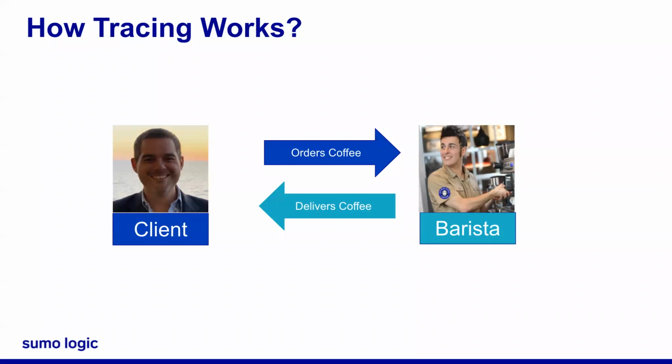The barista also knows something similar, but from his or her own perspective of when the request was received and responded to. So the client knows when they placed the order. The barista knows when they received the order. Theoretically, those should be similar times, but they might not be, and this is where tracing can help.